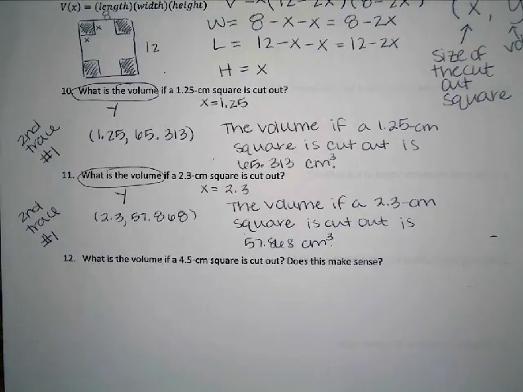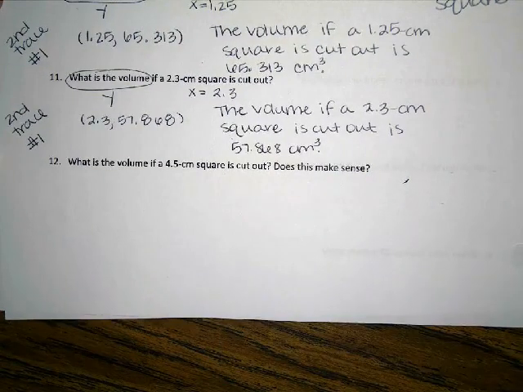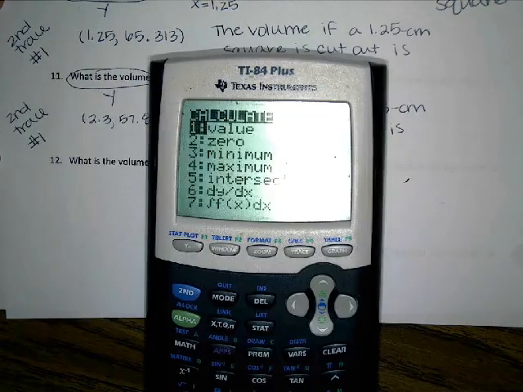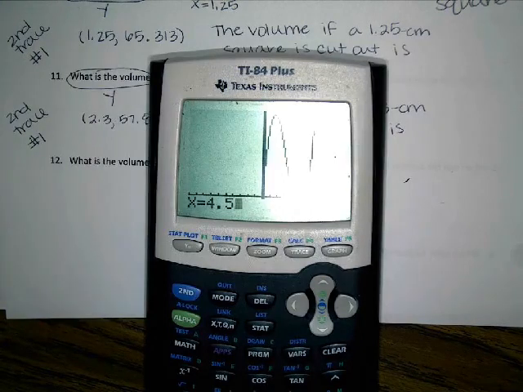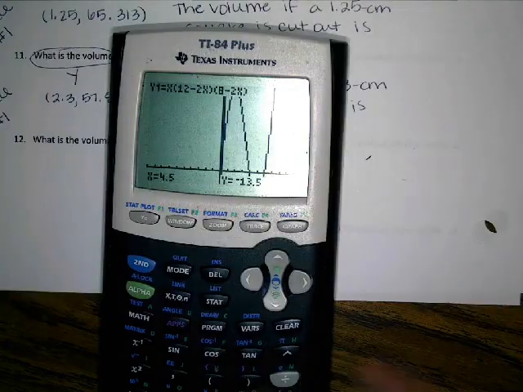All right, the next question. What is the volume if a 4.5 centimeter square is cut out? 4.5, what do we get? Does that make sense? So why would you get a negative volume if you try to cut out a 4.5 centimeter square?